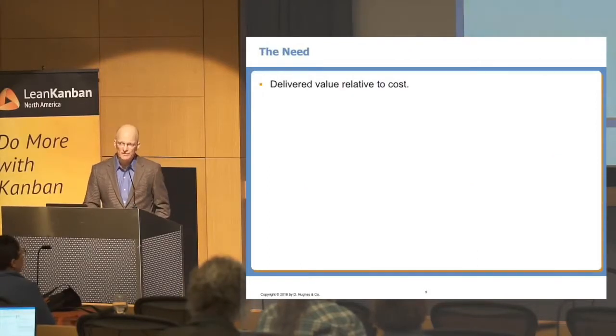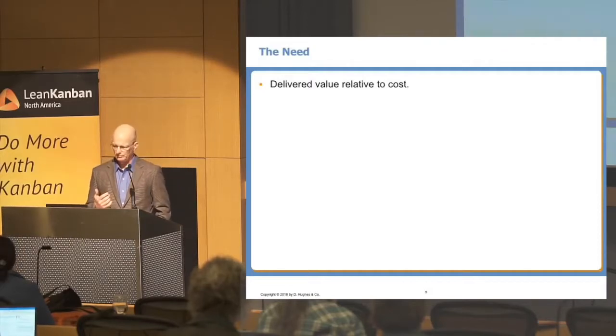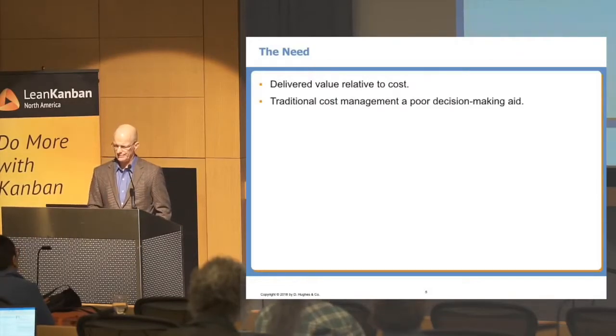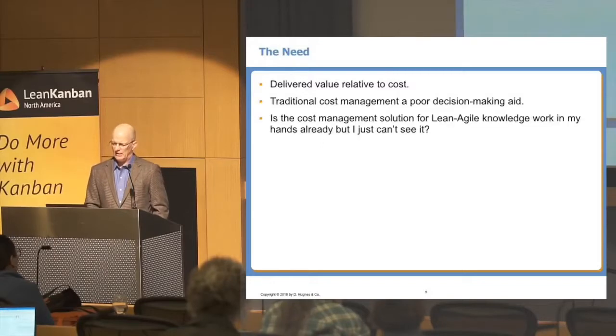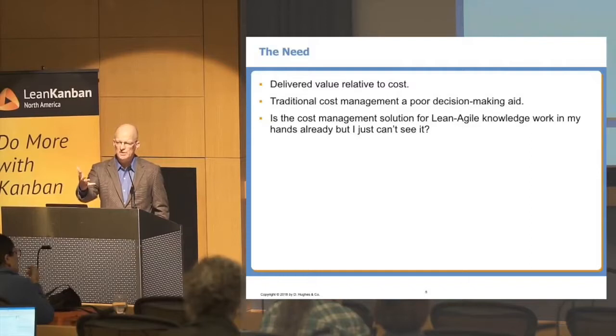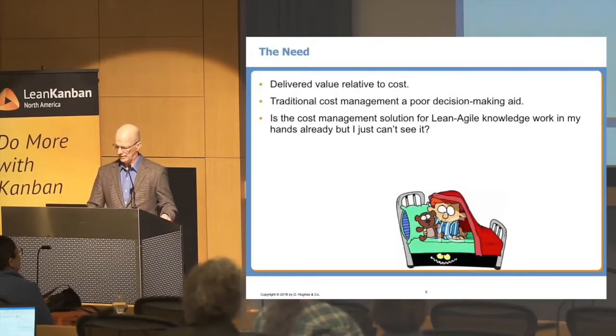So back in 2015, I needed to know the cost of delivered value. And I was sort of frustrated by the inability of traditional cost accounting methods to give me that decision-making power. What bothered me the most is that I had a feeling that the solution was right in front of me, but I couldn't really see it, and that just kept me up at night.